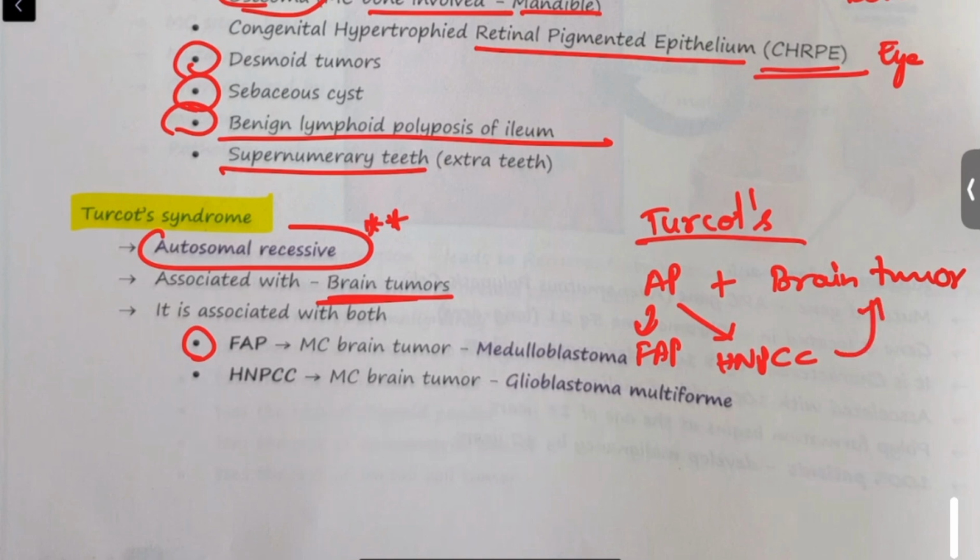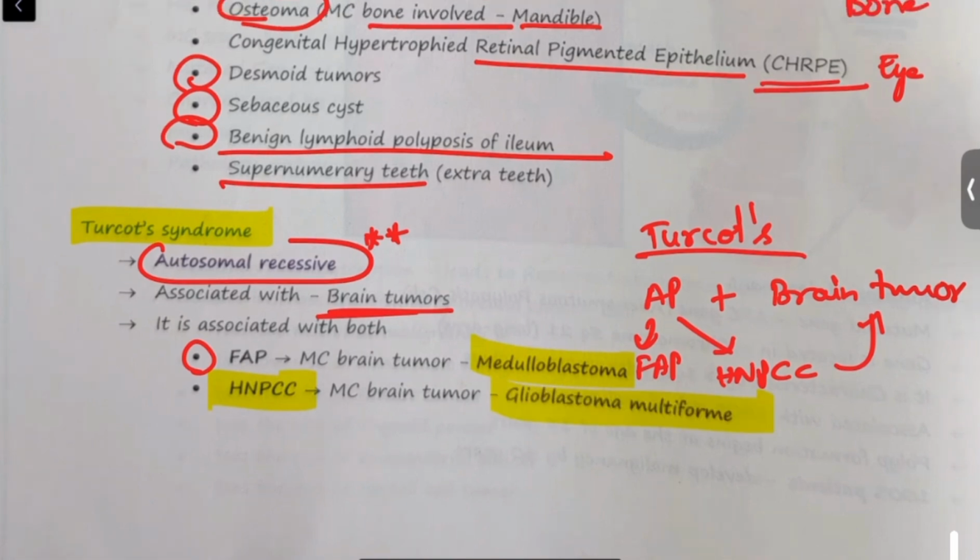If FAP is the cause, the most common brain tumor associated will usually be medulloblastoma. But in case of HNPCC, if there is a brain tumor, that will be glioblastoma multiforme. So this will be appearing from glial cells.